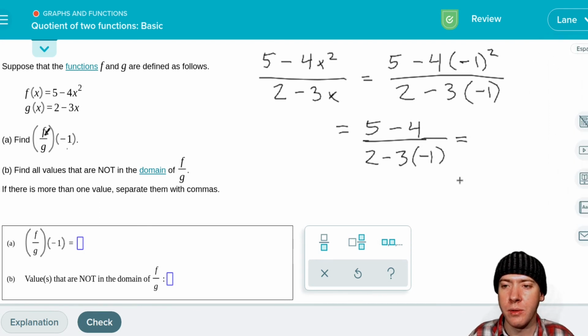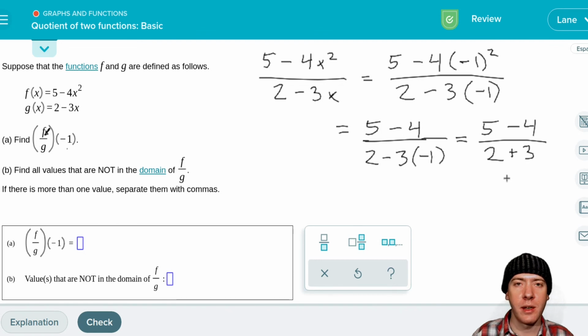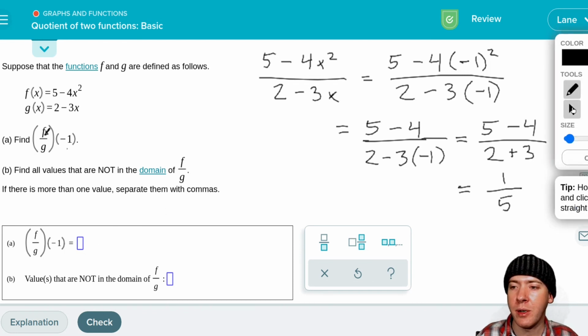Okay, next we've got parentheses. Well, nothing to do in these parentheses. We took care of exponents. Multiplication. I see multiplication down here. So what is 3 times negative 1? That's negative 3, right? So this is going to be 2 minus negative 3, or 2 plus 3 in the denominator. Okay, next let's add. 2 plus 3 on the bottom is 5, and 5 minus 4 on the top is 1. All right, so 1/5 should be the value of the function at negative 1.